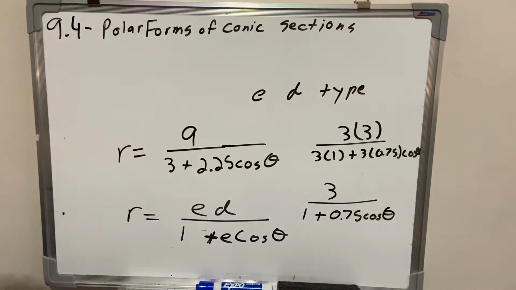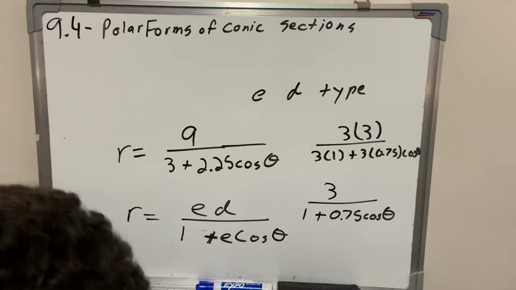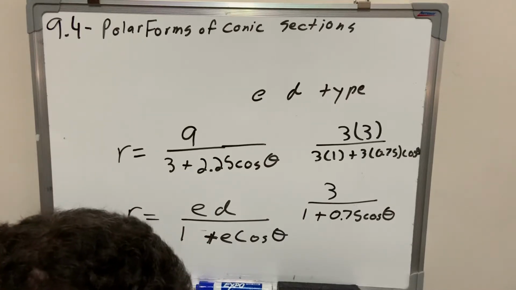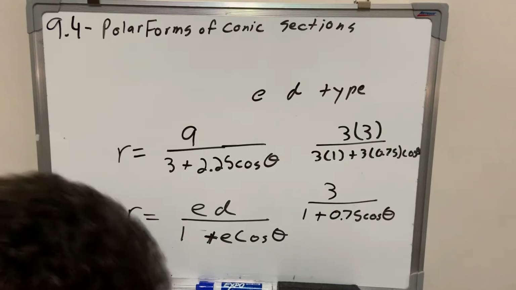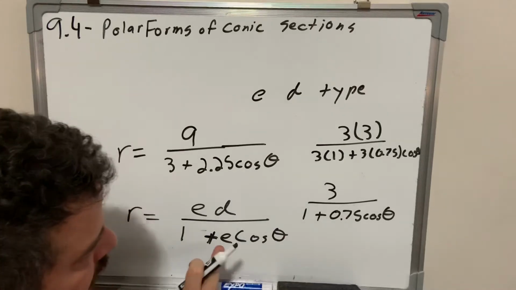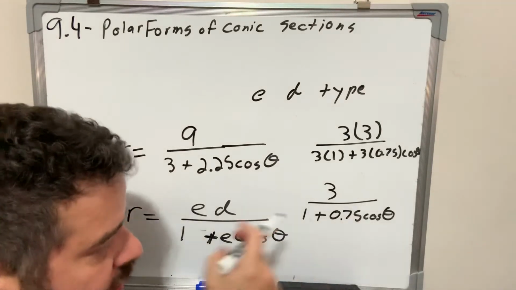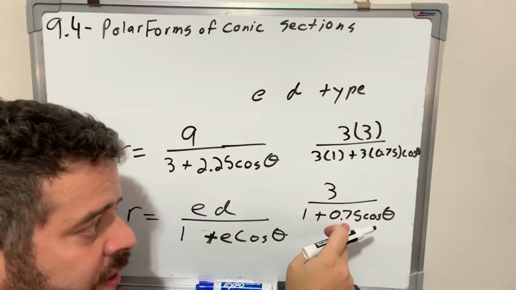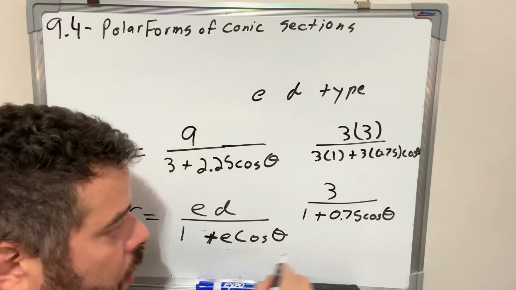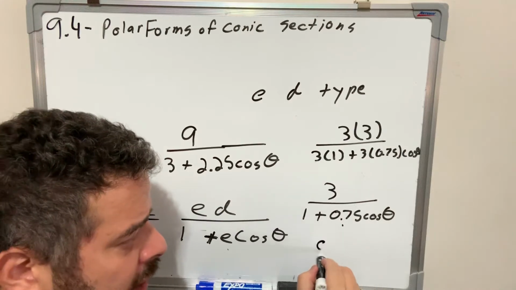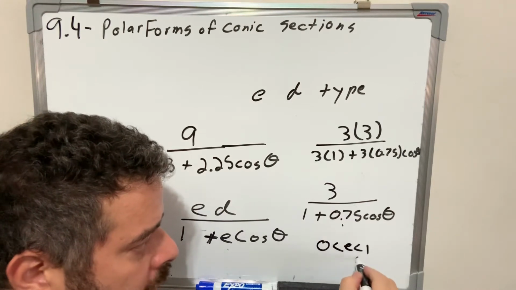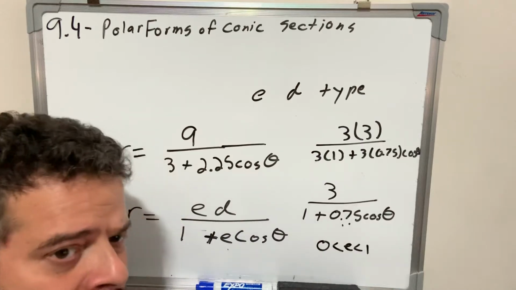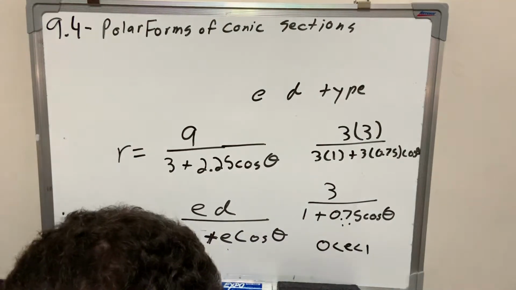Now, let's go over the following items. This number here is E, the same thing as this one, but the one down here tells us the eccentricity. Since this is 0.75 and it's a number between 0 and 1, I am actually looking at an ellipse.